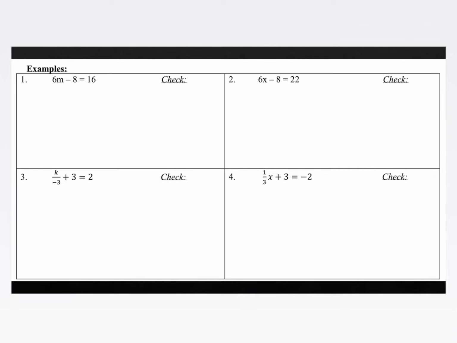So what I'm first going to do is just draw a line vertically through this equal sign to make sure I'm separating the left-hand side from the right-hand side. Then, according to my steps, I want to undo either addition or subtraction first with the inverse, whatever I see. Since I see 6m minus 8, I really want to focus on this subtraction here, the minus 8. Now the inverse of subtraction is addition, so instead of subtracting 8, I'm going to add 8 to both sides.